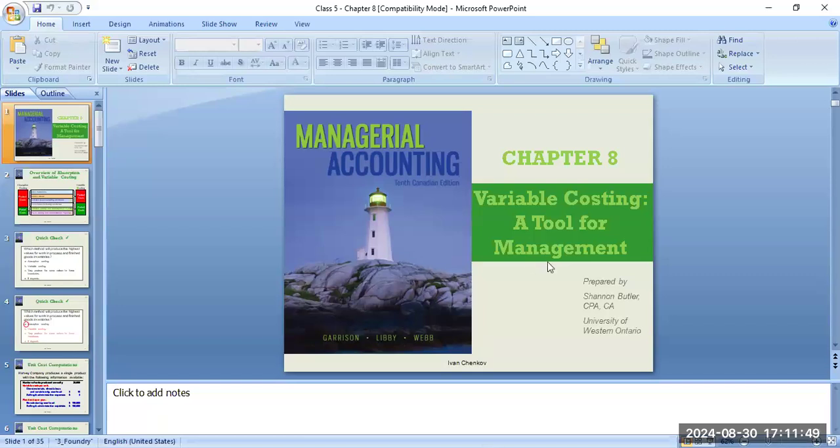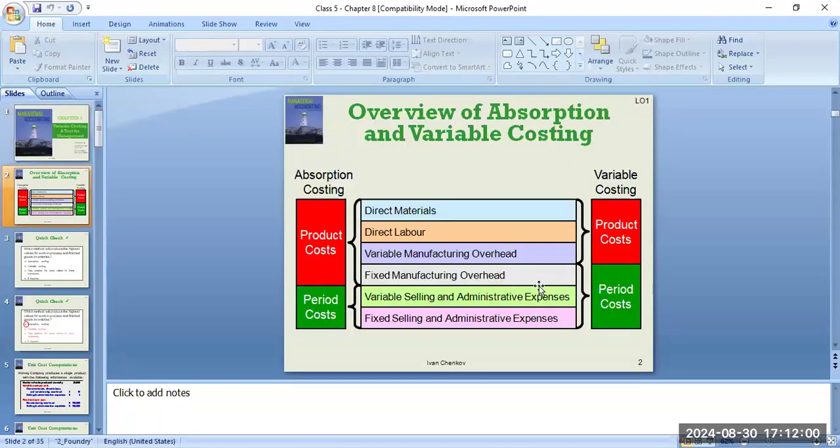So this is chapter 8, which is dealing with costing, and more specifically product costing in the manufacturing company. Now, what are the cost methods that we have available to come up with the cost of our products?